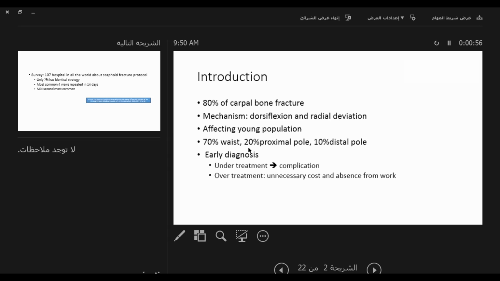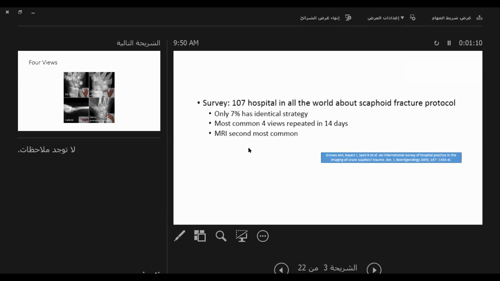Early diagnosis is very important, so as not to undertreat patients, which leads to complications, and not to overtreat patients with unnecessary costs and absence from work. In a survey of 107 hospitals all over the world from 7 continents, the questionnaire asked what guidelines or protocol you use for acute wrist injuries to diagnose scaphoid fracture. Only 7% had a consistent or identical strategy for diagnosis of scaphoid fracture.